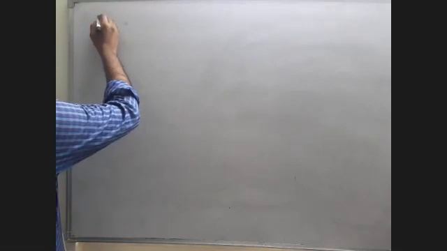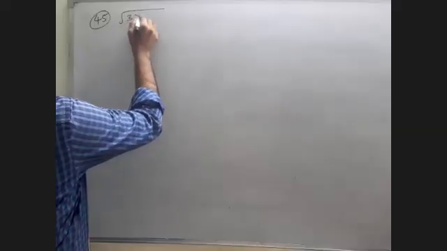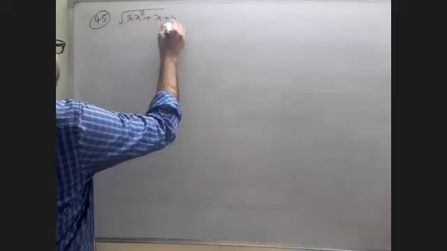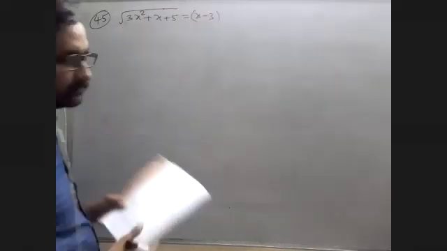Question number 43, or 45? Yes, sir, 45. Question number 45: root over 3x square plus x plus 5 is equal to x minus 3.